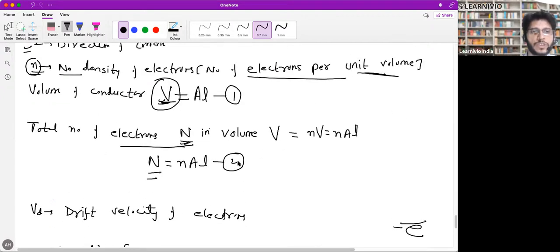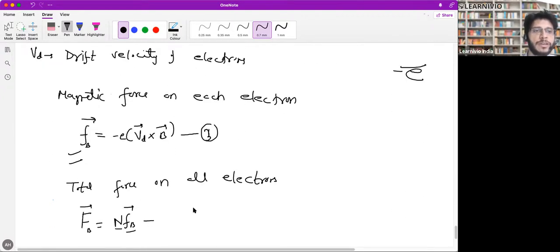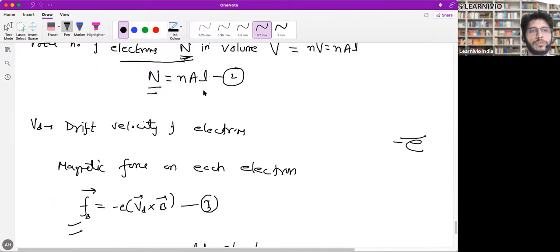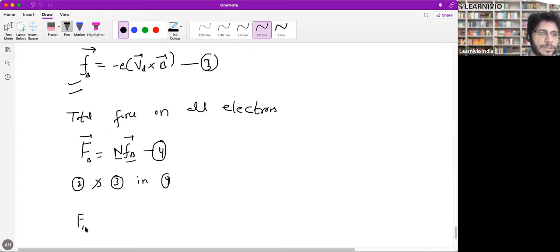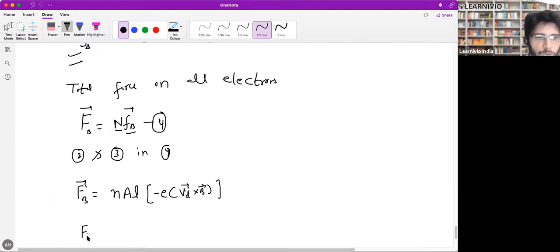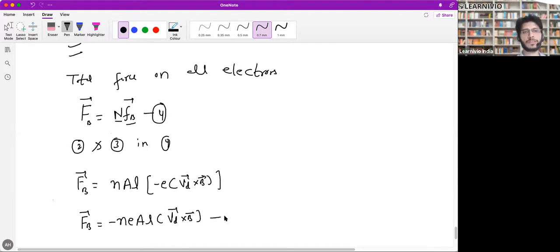Let's call these equations 1, 2, 3 and 4. Let's substitute 2 and 3 in 4. When you make these substitutions, Fb is N, which is nAL, into Fb, which is minus e Vd cross B. So we have the magnetic force as minus of nAeL Vd cross B. This is equation 5. Is it clear?